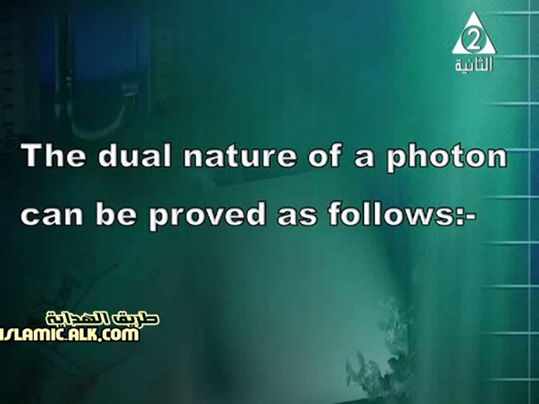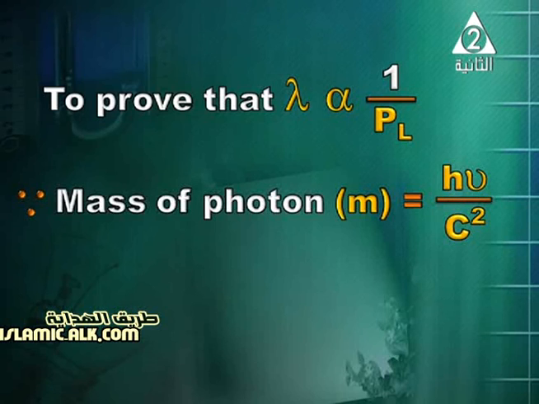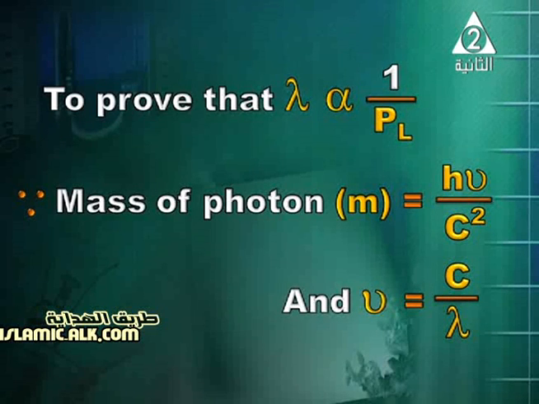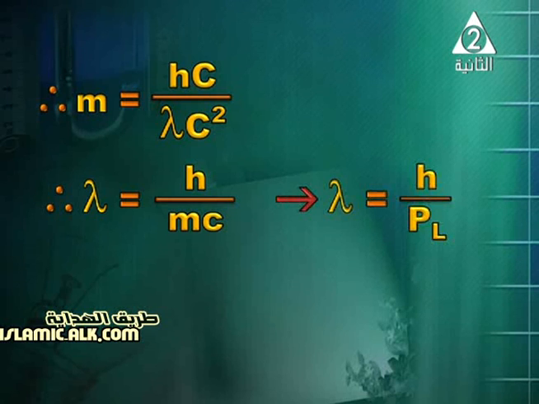The dual nature of a photon can be proved as follows. To prove that lambda is inversely proportional to the momentum, the mass of the photon is determined from the expression h nu over c squared. Nu equals c over lambda. So the mass is determined from hc over lambda c squared. One of them will be crossed out. So lambda equals h over mc. mc is the momentum. So lambda equals h over pl. So lambda is inversely proportional to the momentum.